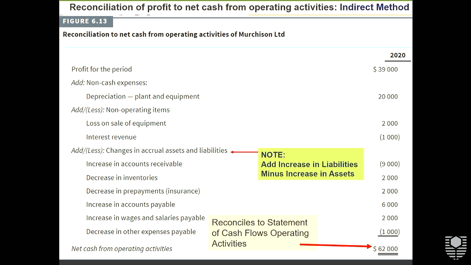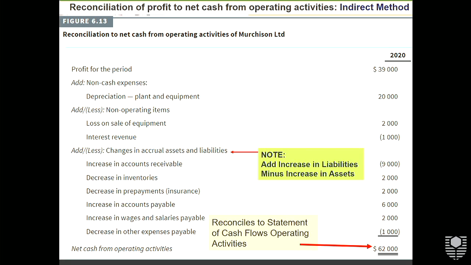If you have a look at your inventory, it had an opening balance of 52 and a closing balance of 50. So it's gone down by 2,000. We're going to add that in. Our decrease in our prepaid insurance. If we have a look at our prepaid insurance, we had an opening balance of 5, closing balance of 3. The difference there is 2,000. We're going to add that back.